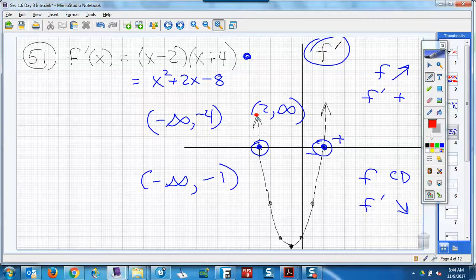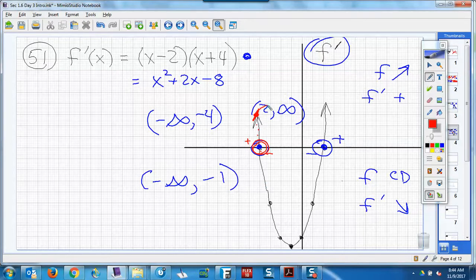Do I know where to start this? No. So I'll just start it here. Okay, I need a slope of about 2 right there. But then the slopes get less positive, right? And what's this point going to be right here? Isn't that a local max? F prime's going positive, negative. I got a local max.